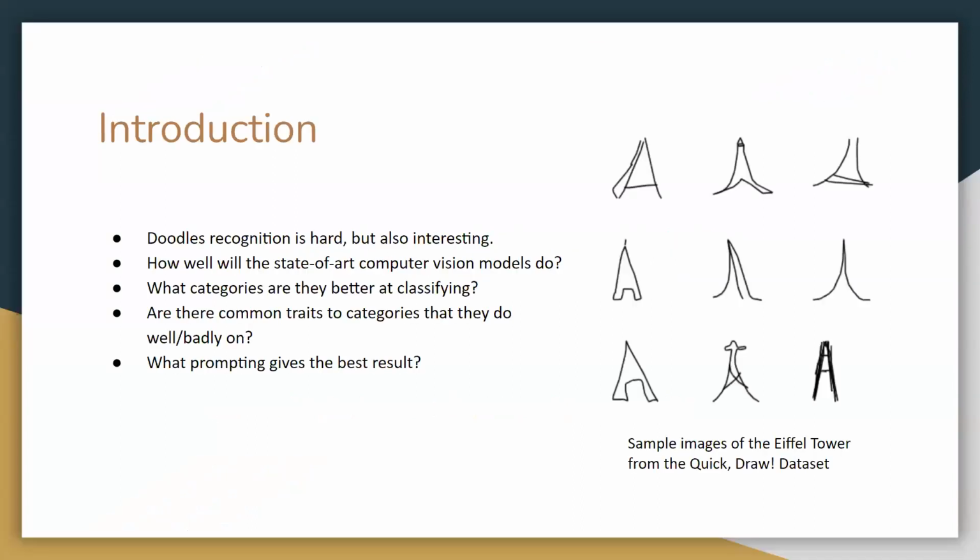Doodle recognition can be hard for humans, let alone computers. Take a look at the 9 graphs on the right. You can't really tell that they are actually Eiffel Towers without the text prompt. So it's quite interesting to investigate how well some of the state-of-the-art computer vision models will do on the Doodle dataset. Specifically, we asked: what categories are they better at classifying? Are there common traits to categories that they do well or badly on? And what prompting gives the best result?